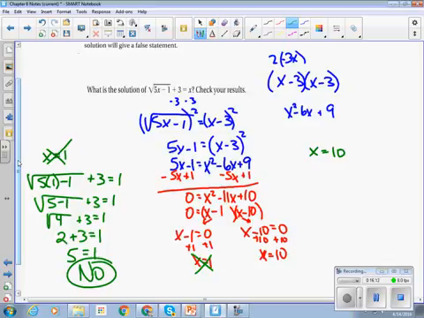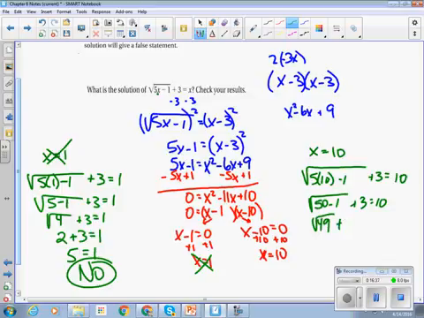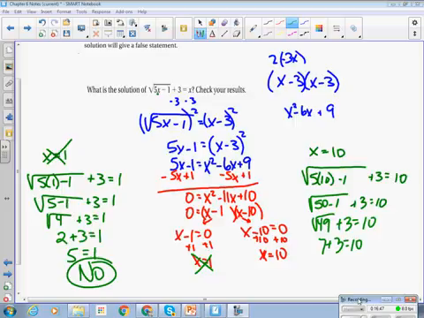So let's check the 10. Square root of 5 times 10 minus 1 plus 3 is 10. Let's see where this is going. 5 times 10 is 50. 50 minus 1 is the square root of 49. The square root of 49 is 7. And 7 plus 3 is 10. Yay! So this is our solution: x equals 10. Star.